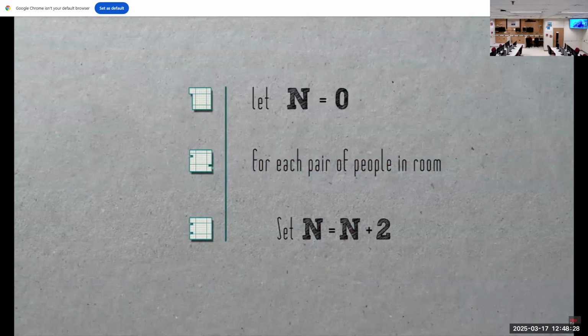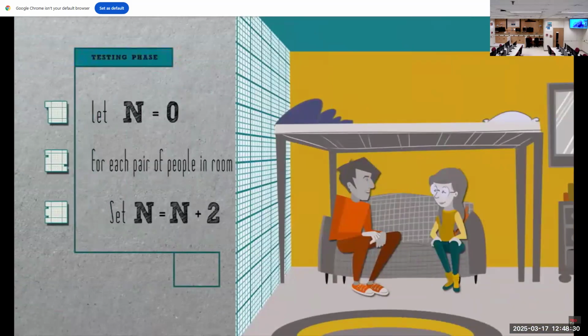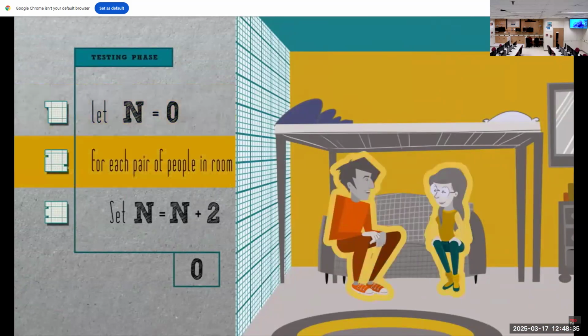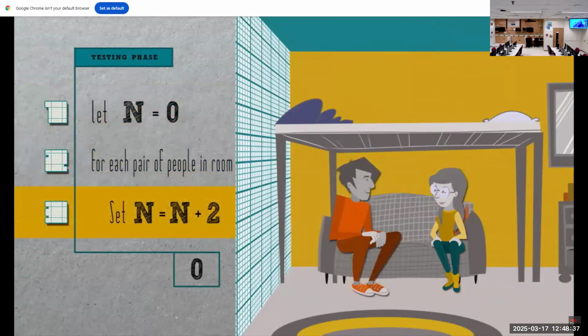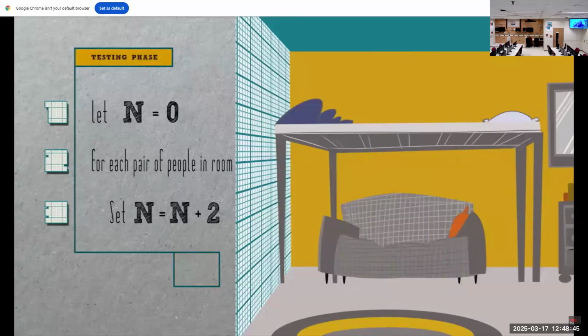But is it correct? Let's see. Does it work if there are 2 people in the room? In line 1, we initialize n to 0. For that one pair of people, we then increment n by 2. And so by this algorithm's end, n is 2, which indeed matches the number of people in the room. Suppose next that there are 0 people in the room. In line 1, we initialize n to 0. As before, line 3 doesn't execute at all since there aren't any pairs of people in the room. And so n remains 0, which indeed matches the number of people in the room.